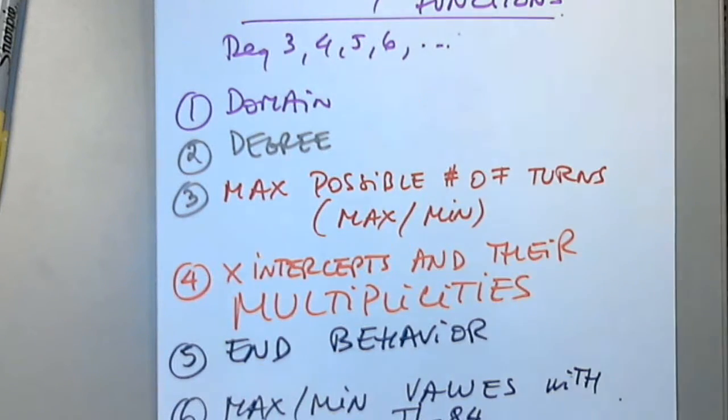The graph of a linear function. Here's the graph of a linear function. What is the degree of a linear function? 1. How many turns, max or min, does a linear function have? None. Degree minus 1, 0. What function is this? Quadratic. Good. Degree? 2. How many turns does it have? 1. Degree minus 1.